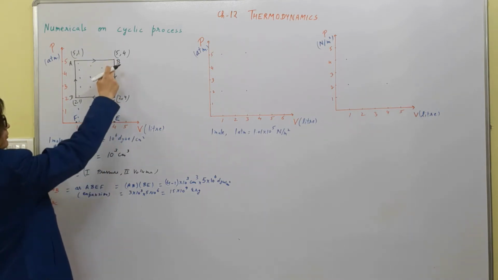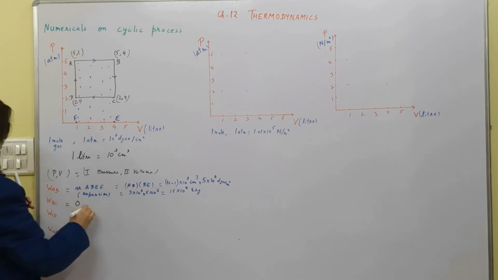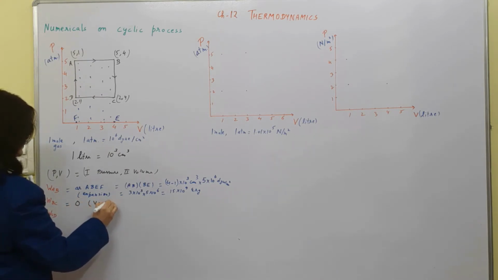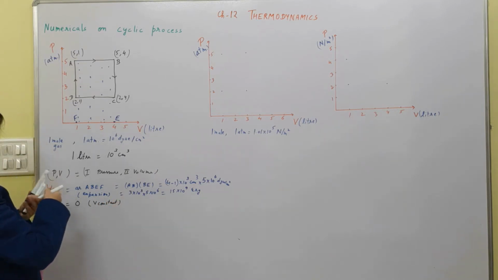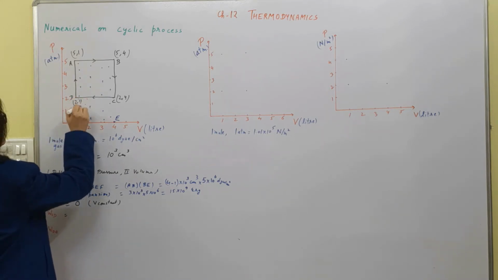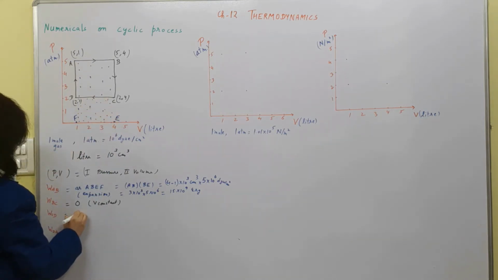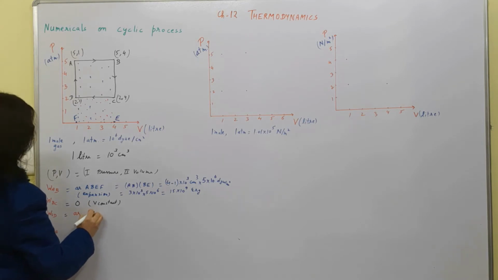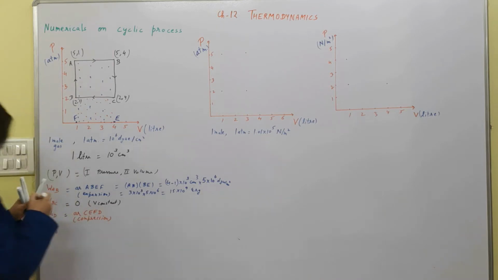Then we talk about BC. BC is constant volume. So area between BC and volume axis cannot be calculated. So this is 0 because volume is constant. Then we talk about CD. CD is compression. So during this CD process, this area shown by red dots is to be calculated. So you can say that area CEFD is to be calculated, and this is compression because the volume is decreasing.